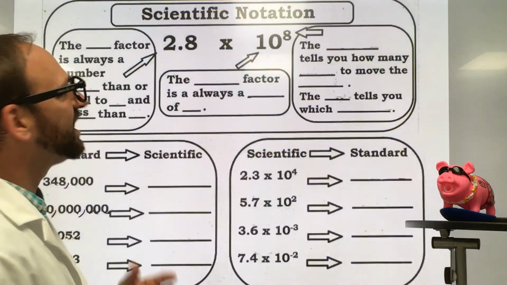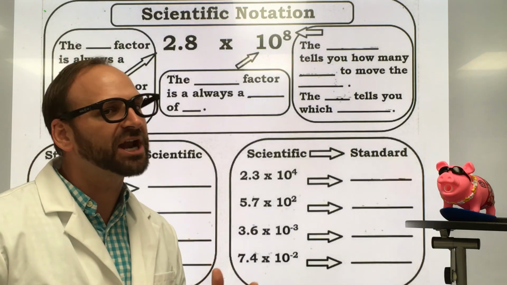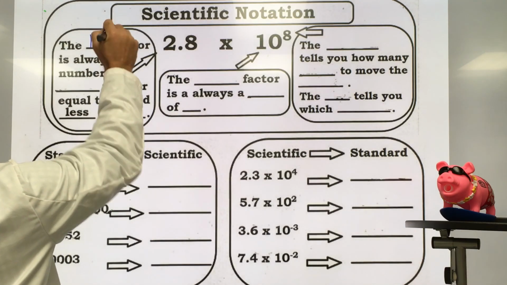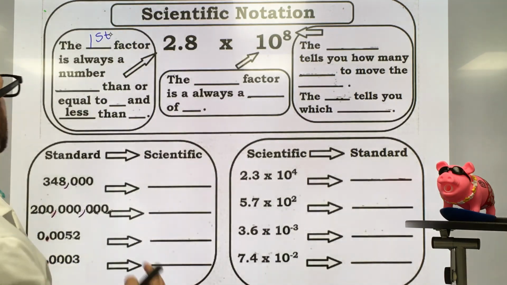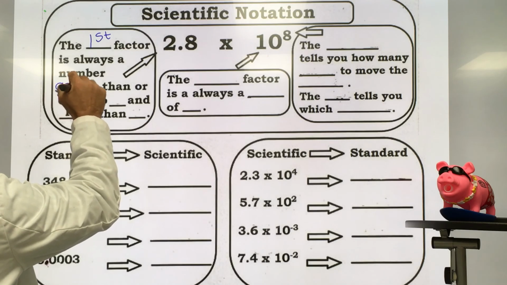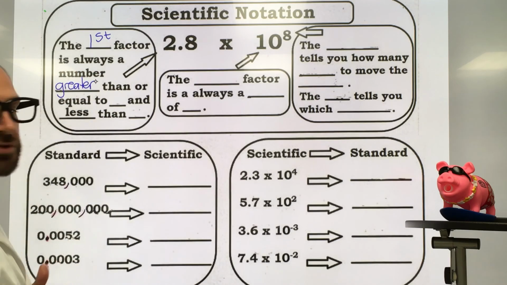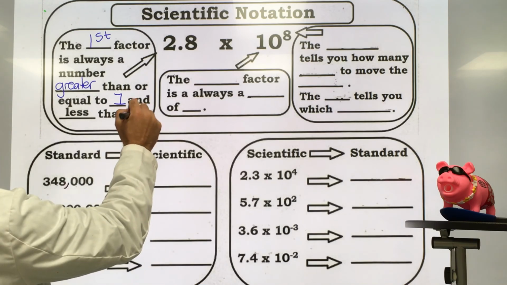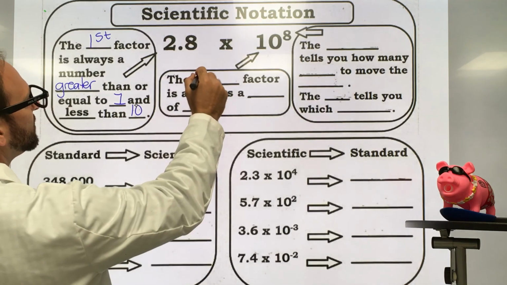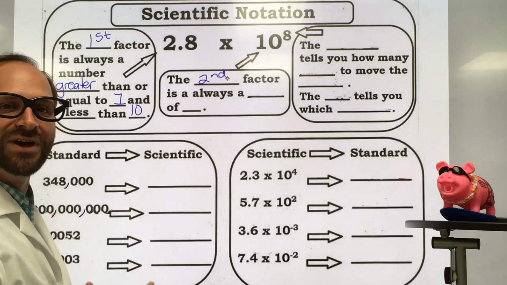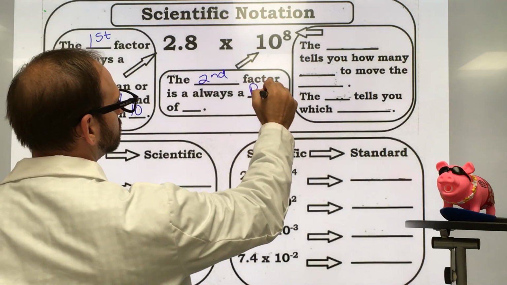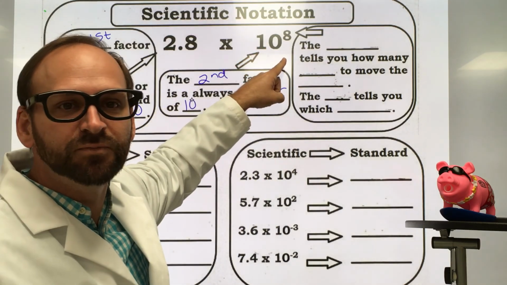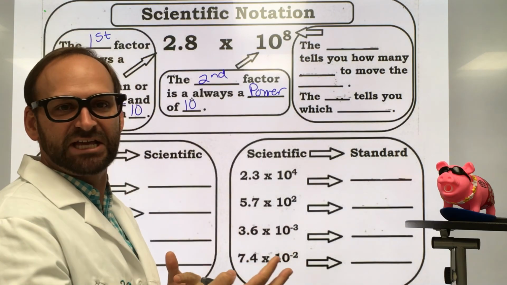So, let's take a look at scientific notation. It's always going to have two factors. The first factor will always be a number that is greater than or equal to 1 and got to be less than 10. The second factor is always a power of 10. So you'll see a base of 10 with either a positive or negative exponent.